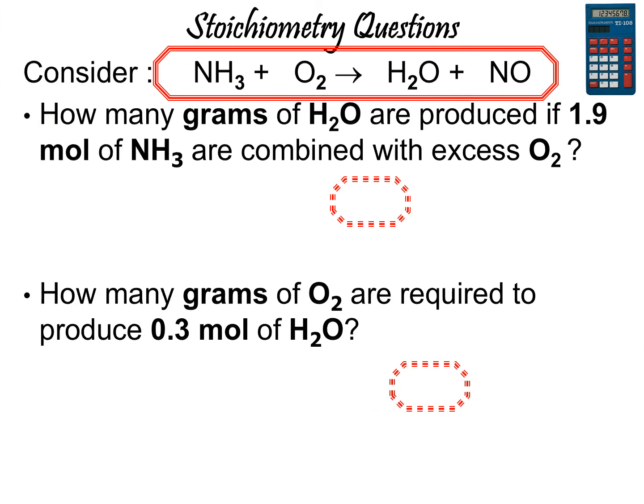Here are two examples where we have to use both the mole ratio and the molar mass. So these are getting a little bit harder. What's the first thing we always do in stoichiometry?